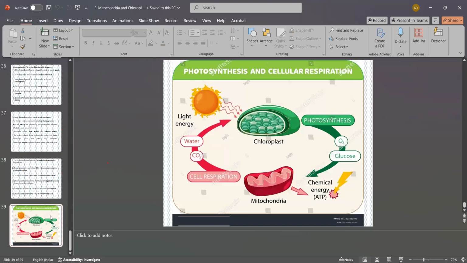So this is also the last: sites of photosynthesis and cellular respiration. Both play an important role in plant cells. Only mitochondria play an important role in animals. Okay, sir, completed this.